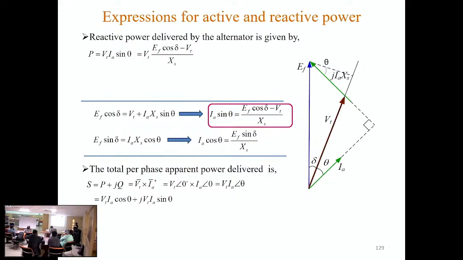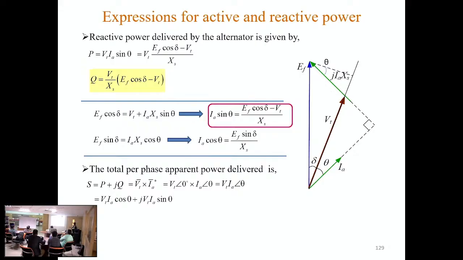Sorry, this will be Q, not P. A typing error. Sorry. Okay. So Q equals Vt by XS times (EF cos delta minus Vt). So that is the reactive power calculation formula. So this is for cylindrical rotor machine.